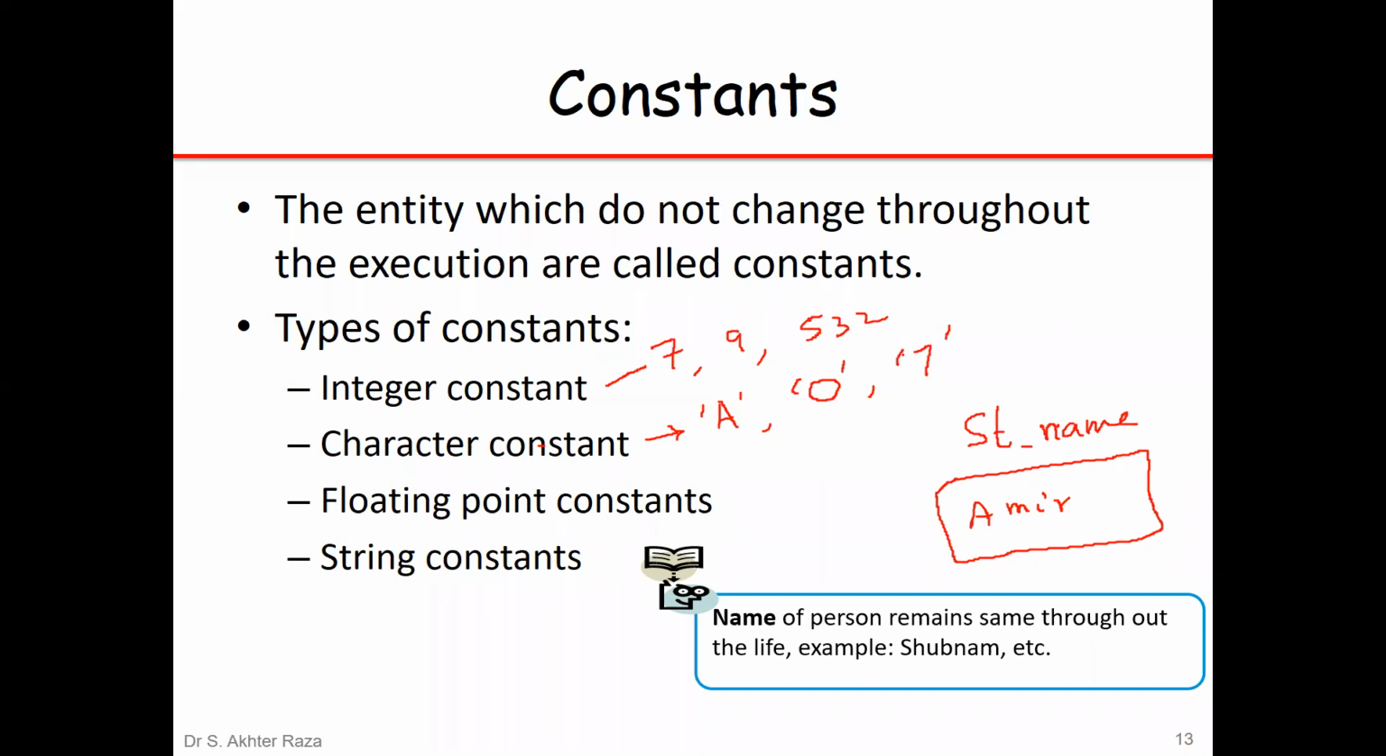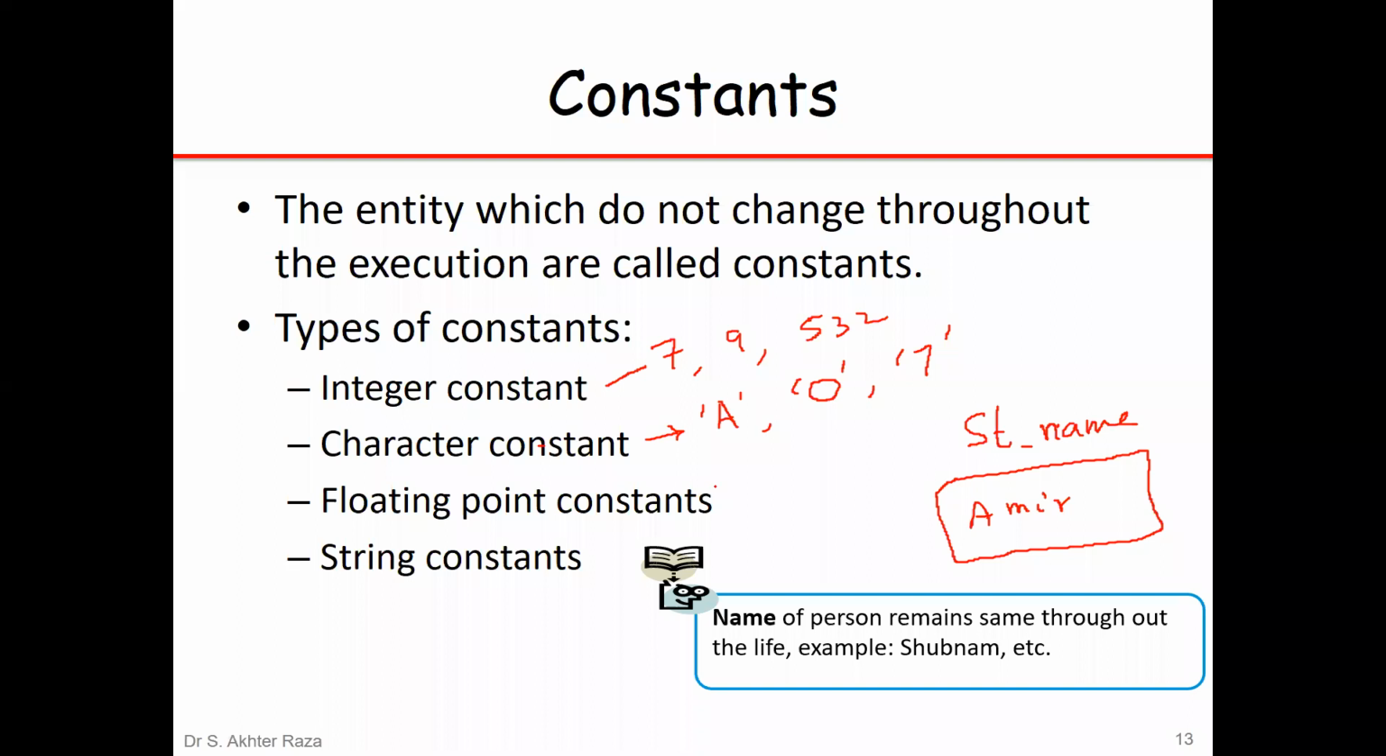Suppose I use 7 in single quotes, so this is not an integer constant, this becomes a character constant. So we can store a digit into a character constant, but the treatment that the compiler will do on these two types of constants will be entirely different. I can use arithmetic on the integer constant, but I cannot do arithmetic on this 7.